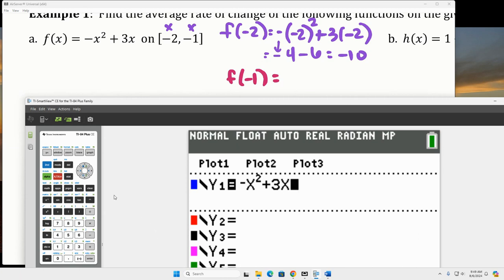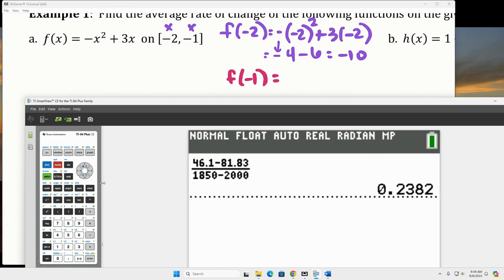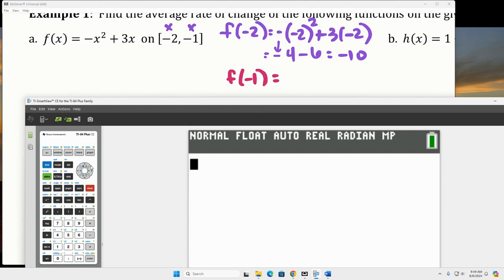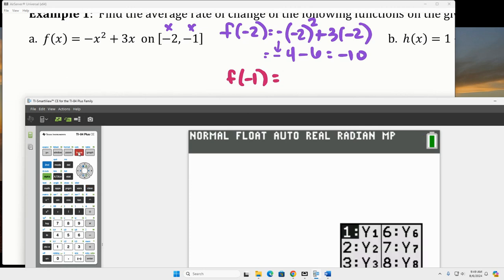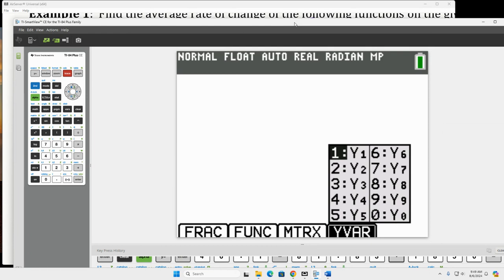Okay, so what we're going to do is go back to the home screen, so that's second quit. And then we're going to use the y variables, which is something you might not have done very much. To get to the y variables, you hit alpha and then trace. And it gives you 10 choices. It's because if you hit y equals, there's 10 places for you to put a function for y. So we put ours just now. I put mine in y1, so I'm going to choose y1.